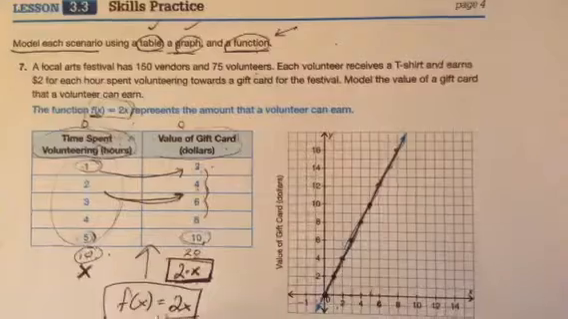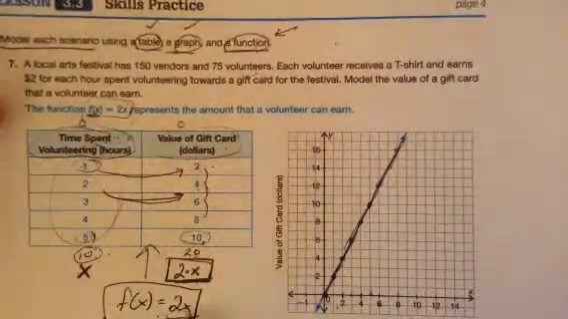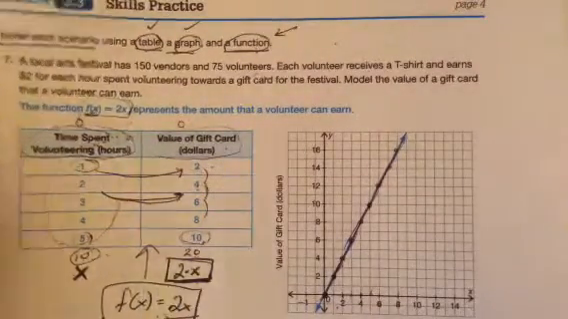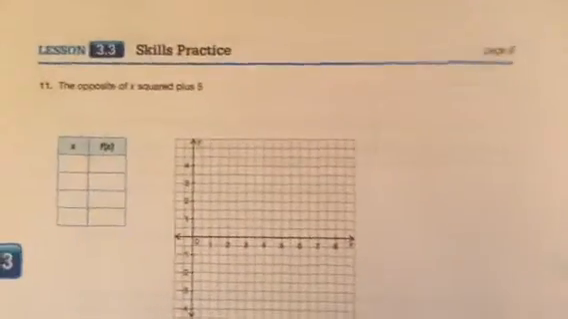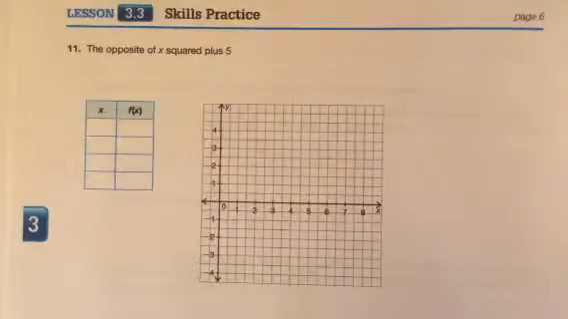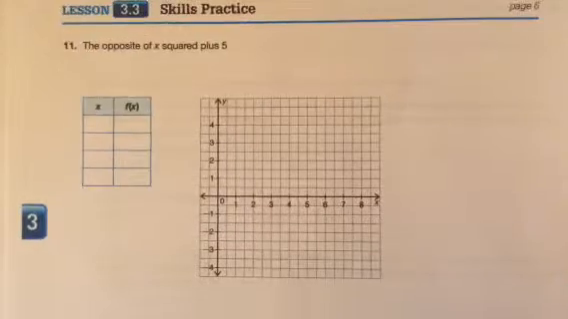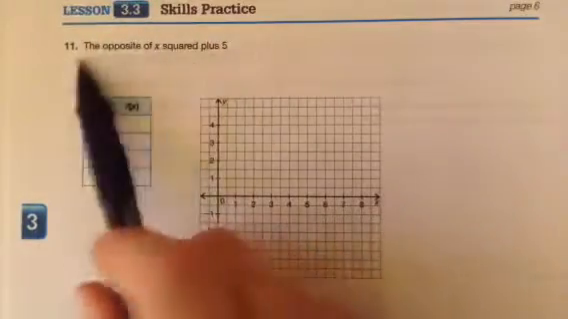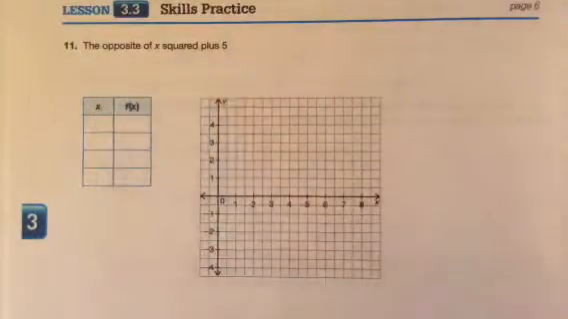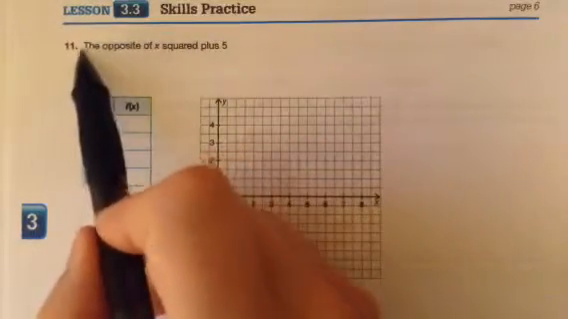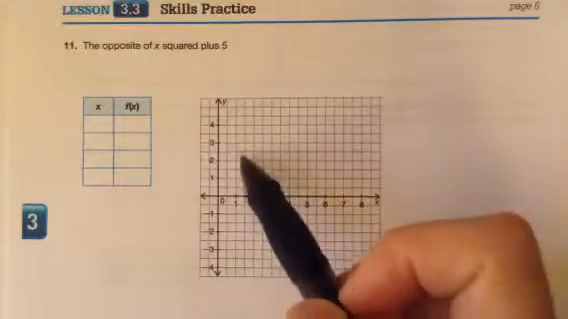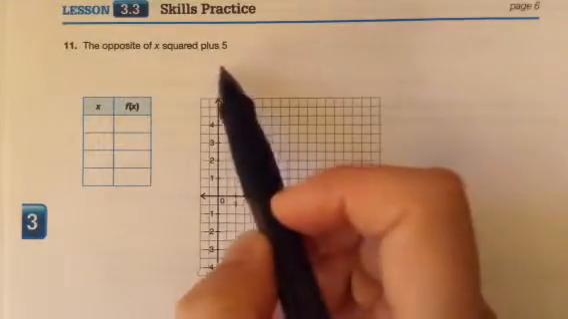So this is how to do problem number 7, 8, 9, and 10. The instructions for 11 and 12 are somewhat the same, but it's more abstract. So I want to do problem number 11 as well, so that you can see how to do problem number 12. You're still supposed to do a table, a graph, and an expression or equation.